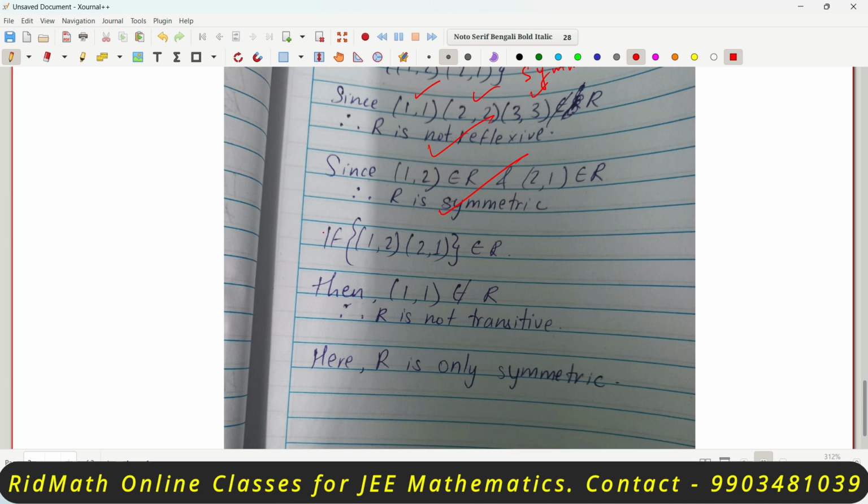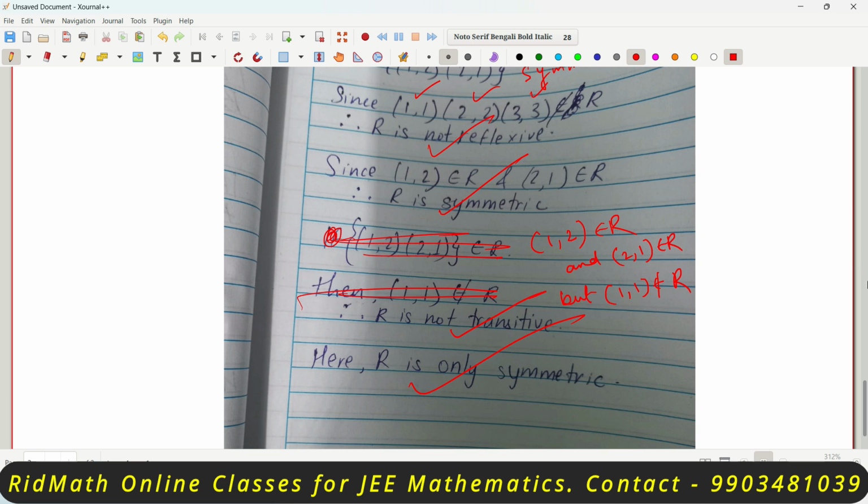Here you do not have to write this "if", this is a wrong notation. You can write: (1, 2) belongs to R and (2, 1) belongs to R, but (1, 1) does not belong to R. So R is not transitive. Therefore R is not transitive. Here R is only symmetric.